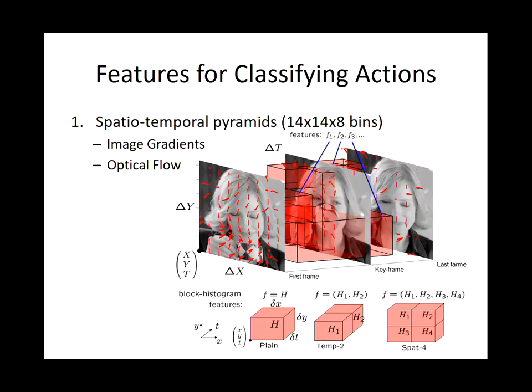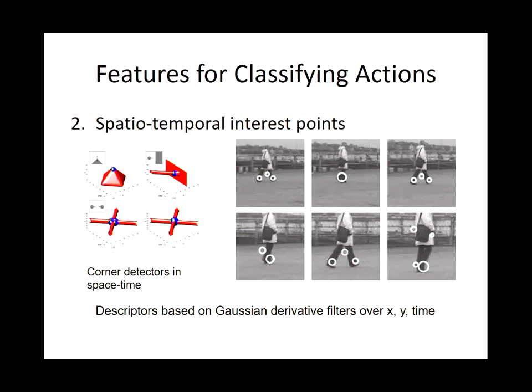And then you have the partial histograms, and you can concatenate them, and that is your representation of the whole image sequence. Once you have a whole vector for the image sequence, you can apply any image classifier to it. Okay. Good.